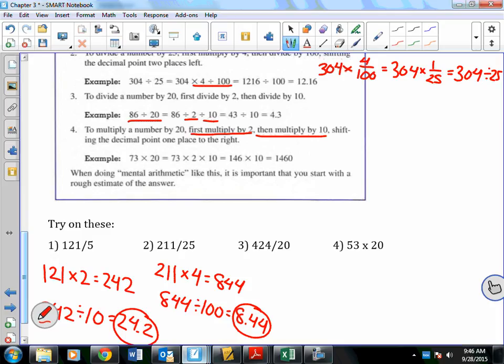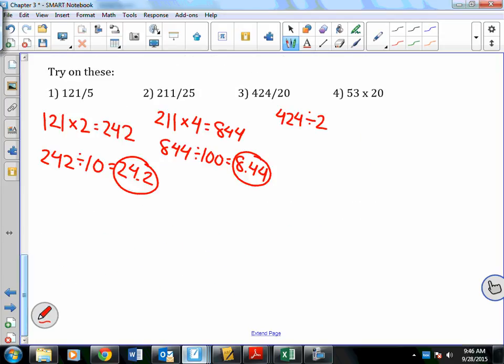Okay, welcome back. To divide by 20, they said the first thing we're going to do is divide by 2. When I do 424 divided by 2, I get 212. And then I take 212 and divide it by 10. And when I do that, I move it one decimal place left, I get 21.2.